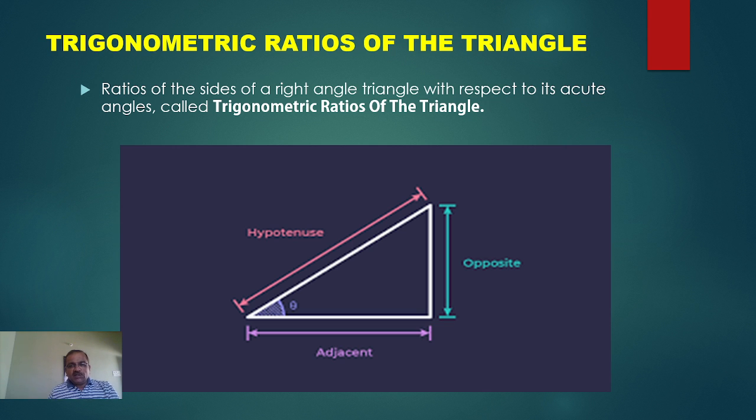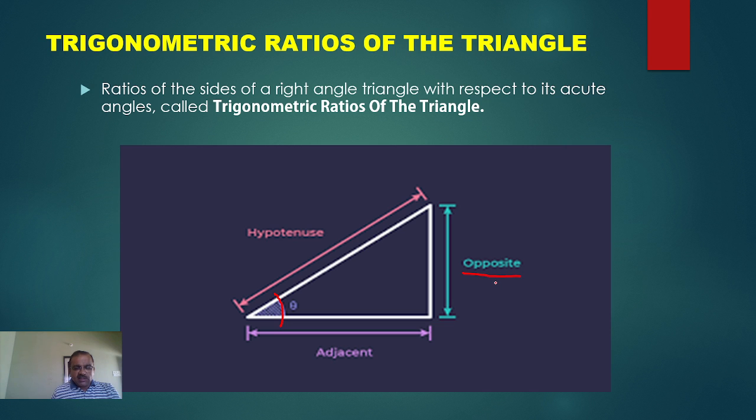Now, trigonometric ratios of the triangle. A triangle has 3 sides and 3 angles. One of the angles is 90 degrees, so it is a right angle triangle. Of the 3 sides, one is called the hypotenuse, which is fixed. The remaining 2 angles are there; you can see here, this is theta.